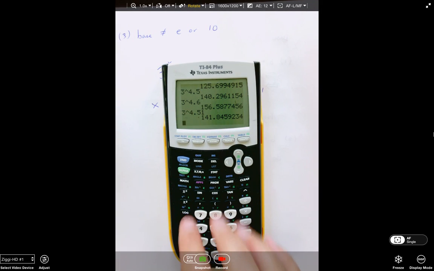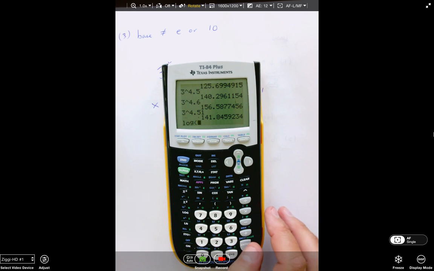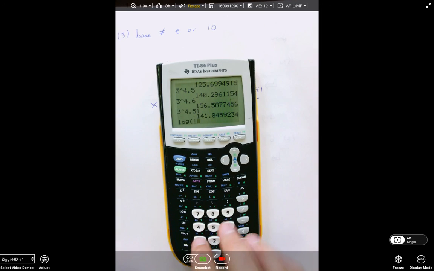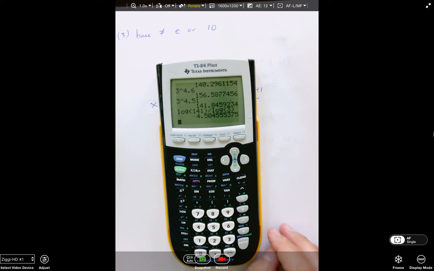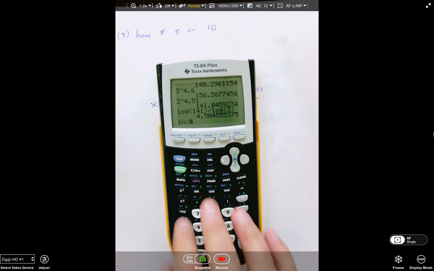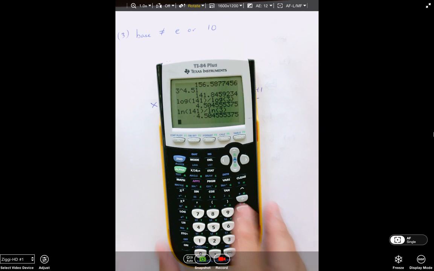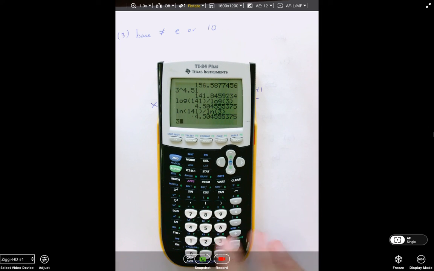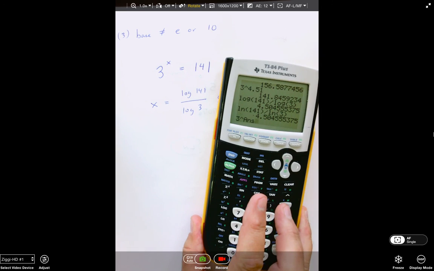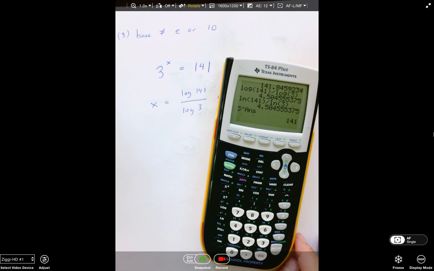So the log of 141 divided by the log of 3, versus the natural log of 141 divided by the natural log of 3. These are going to be the same thing. And in both situations, if I take 3 and raise it to that value, well, lo and behold, what am I going to get? I'm going to get 141, because that solves the problem for me.